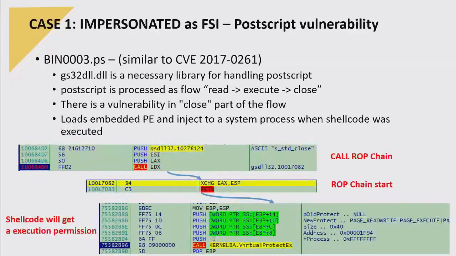The vulnerability exploited by this script is similar to CVE-2017-0261. The exploitation PostScript works in the order of read, execute, and close, and the vulnerability is triggered in the process of close. Through the ROP chain, the shellcode can get execution permission to load additional embedded malicious code, and finally inject the payload into a specific system process, usually the explorer.exe process.